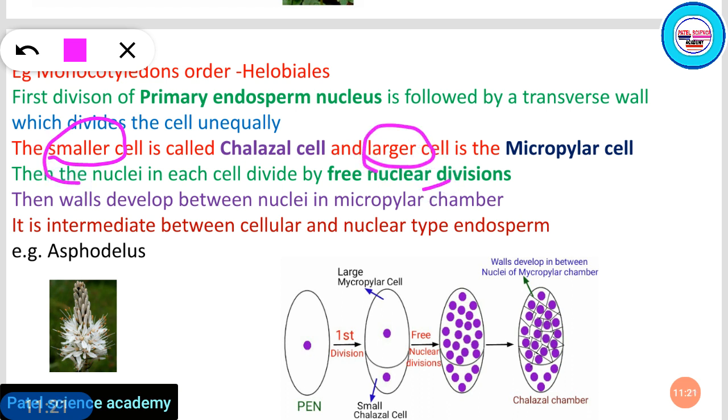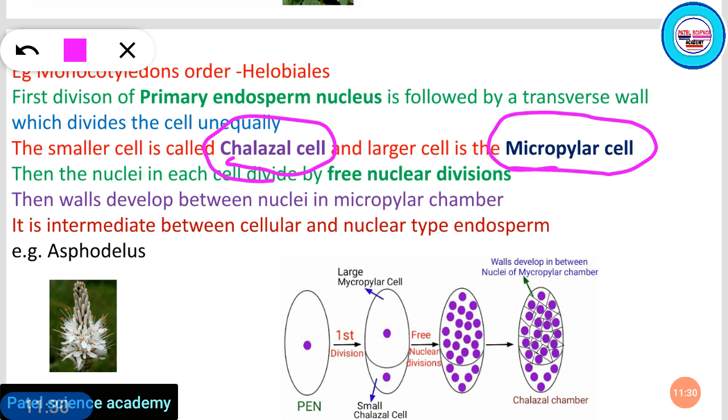So there are two unequal cells formed: number one, the smaller one, and number two, the larger one. The smaller one is called the chalaza cell, and the larger one is called the micropylar cell. So there is a formation of the chalazal cell and the micropylar cell.